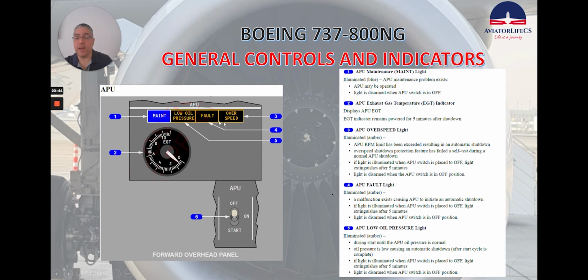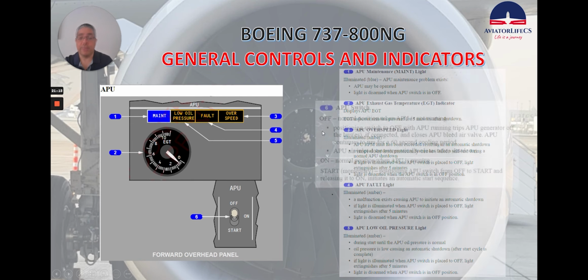Number five is the low oil pressure light, illuminated amber. During the start, until the APU oil pressure is normal, oil pressure is low, causing an automatic shutdown after start cycle is complete. If light is illuminated when APU switch is placed to off, light extinguishes after 5 minutes. Light is disarmed when APU switch is in off position.